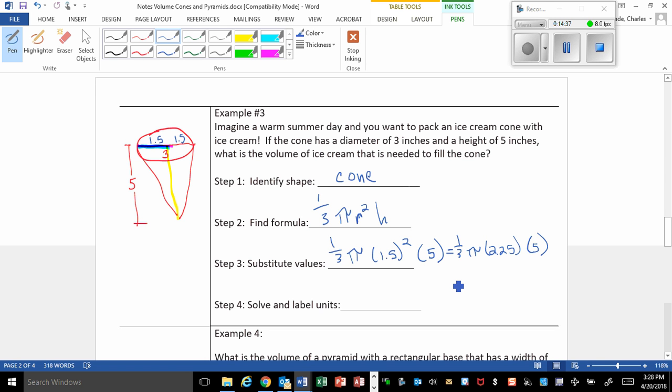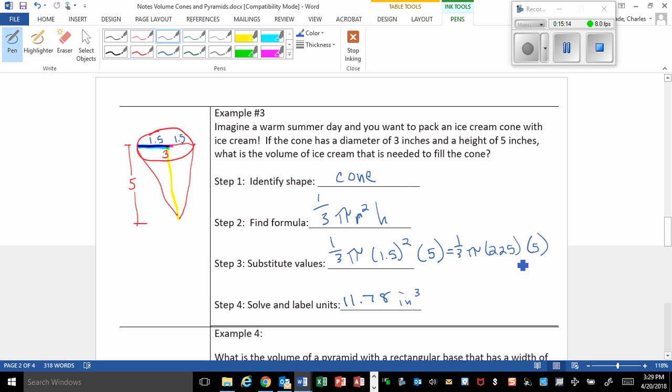Alright, so let's do it in your calculator. Times 5, divided by 3, times 3.14. So I'm going to get 11 point, I'm going to round that to 78 inches cubed. Okay, so I just went ahead and did it in my calculator. I did 2.25 here, times it by 1/3, and then times 3.14. So try that in your calculator and make sure you get that.